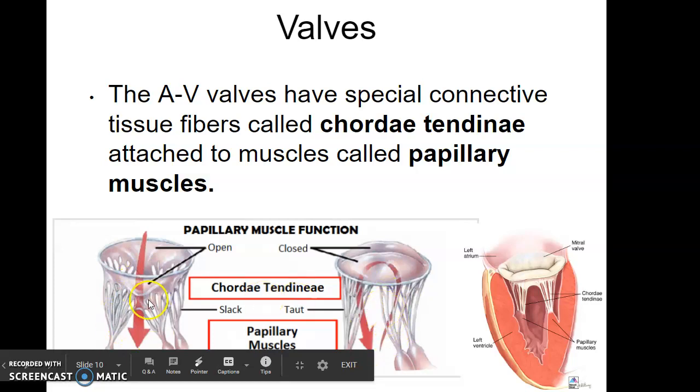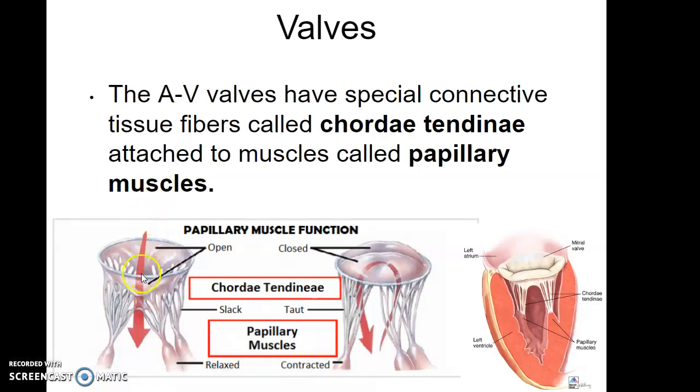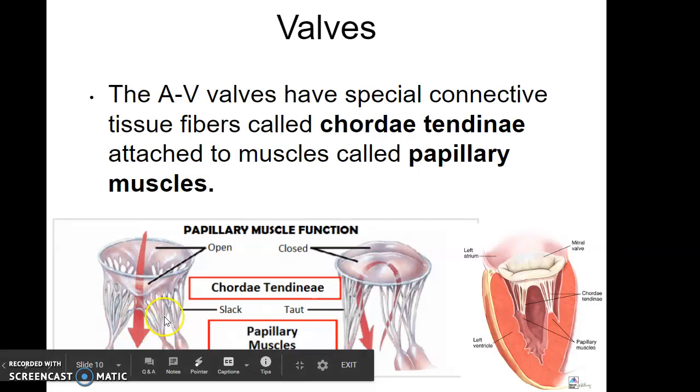And what that does is blood can flow one direction because there's nothing up top. So as the blood flows in, that's no problem. But when the blood tries to go out the other direction, these cords prevent those doors from going the wrong direction. So the chordae tendineae actually hold those doors. I'm calling them doors, but you know, they're really valves, right? So it keeps those valves from causing backflow of blood. So when the heart contracts, the blood can't go the wrong direction.